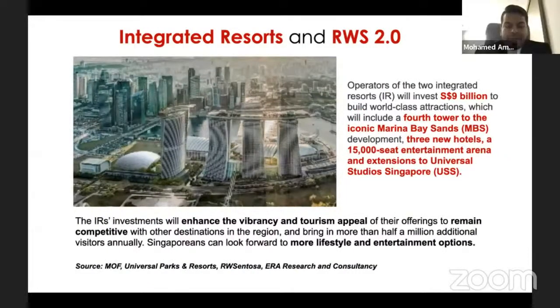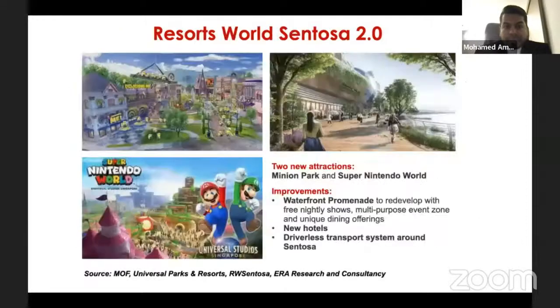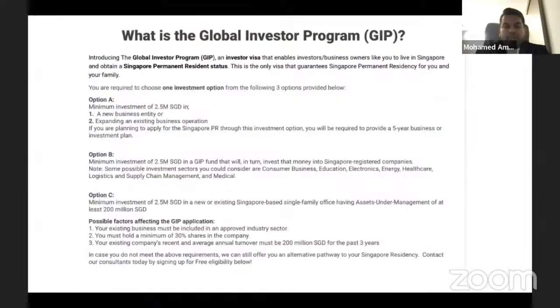Sure, definitely. And the integrated resorts, Resorts World also, we have the third building coming up. And Resorts World 2.0, a lot of new attractions coming up. And we do have the Global Investor Program as well for investors who choose to invest in Singapore through the Global Investor Program.